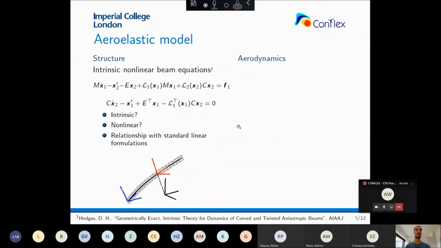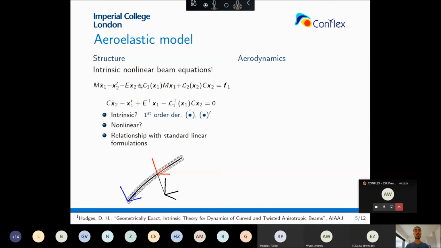So let's get started with a bit of theory. For the structure, we use the intrinsic nonlinear beam equations. The first equation is the equation of momentum balance. The second equation is the compatibility equation. Why is it called intrinsic? Because it is based on velocities and strains as our main variables. x1 is the vector of linear and angular velocities. x2 is the vector of sectional forces and moments, which, if we multiply by C, the compliance matrix, gives us the strains. I also forgot to mention this M matrix is the inertia or mass matrix.